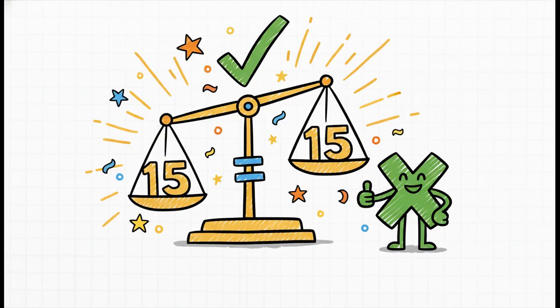2x minus 5 equals 15. Let's run the numbers. 2 times 10 is 20, and 20 minus 5 is 15. We're left with the statement 15 equals 15. That is a perfectly true statement. It works. The equation is balanced. Mission confirmed as a definitive success.